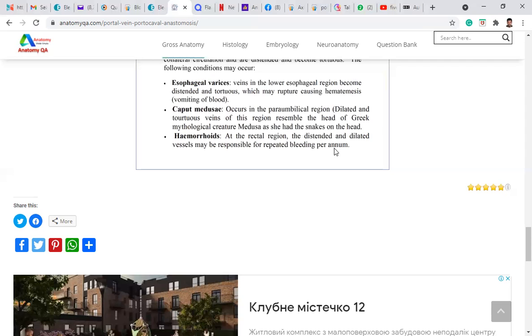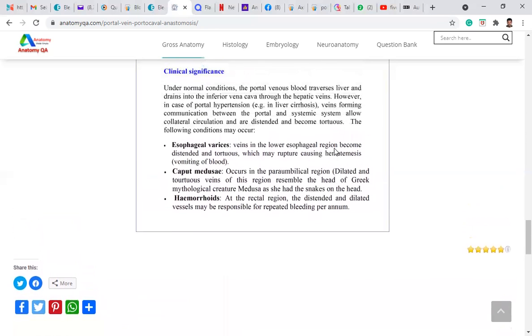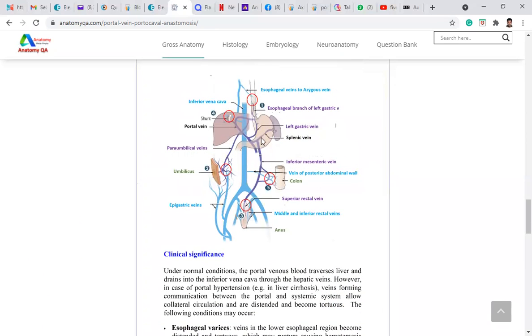Then another thing that you could see, we said splenomegaly, because the splenic vein is a major part of the portal vein. So if there's portal hypertension, there'll be backflow of blood into the splenic vein, so here you see the splenic vein. There's backflow of blood into the spleen, which could lead to an enlarged spleen.